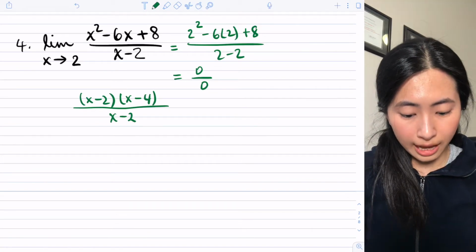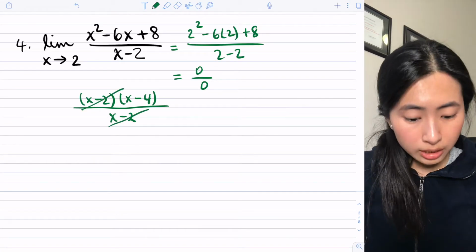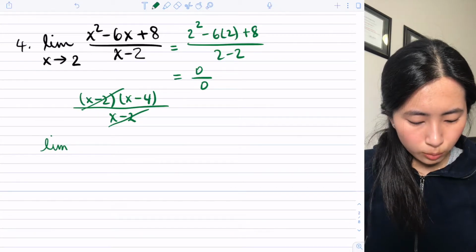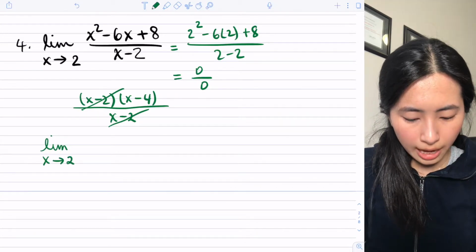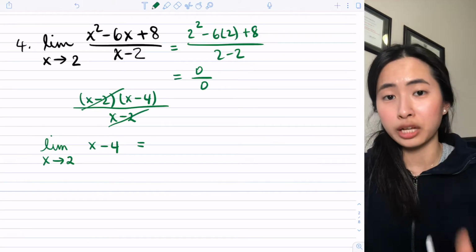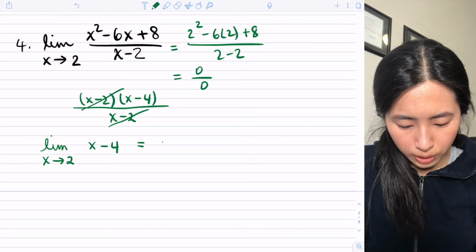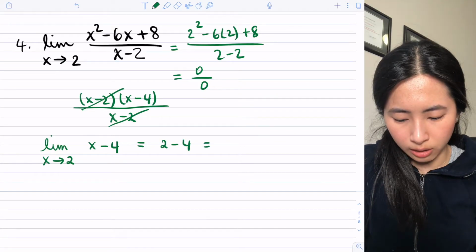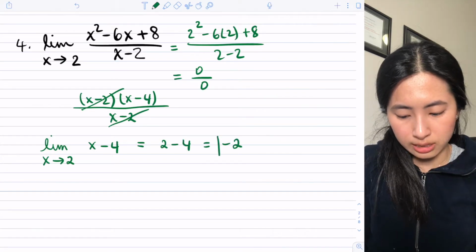And now we can cancel out x minus 2. Finally, we are able to evaluate the limit when x approaches 2, and we just have x minus 4. Now we can apply direct substitution by plugging in 2 into our x value. So we would have 2 minus 4, and hence our limit for this question is negative 2.